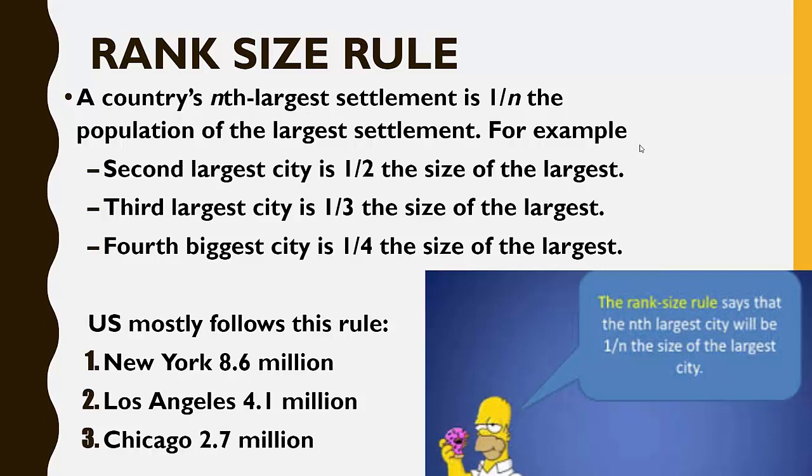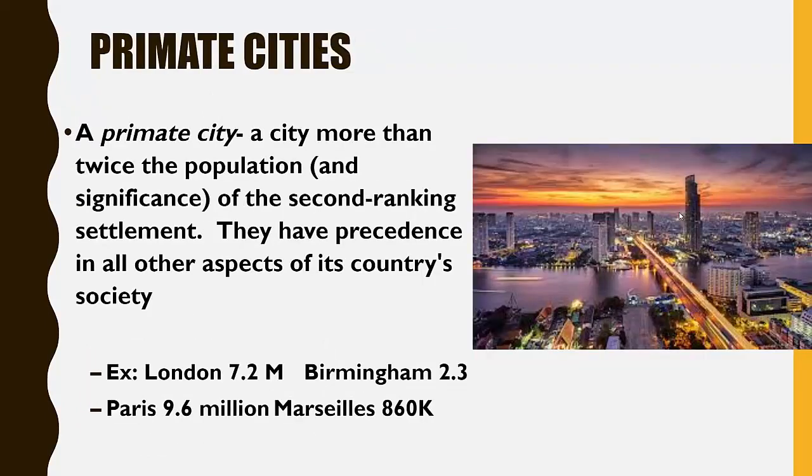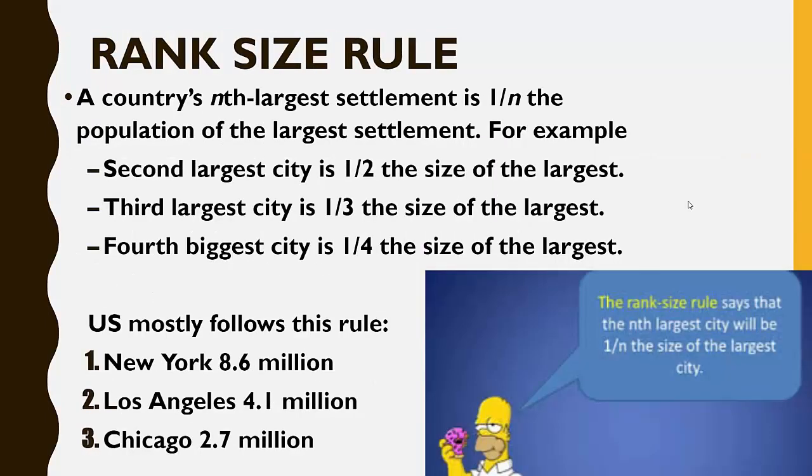If you look at just the city populations themselves, New York is about 8.5 million, Los Angeles 4.1 million, and Chicago 2.7 million. So again, 1, 2, 3 tend to follow the pattern fairly well. In order to get to those numbers, we have to just use the city limits. The actual urbanized area for all of those cities is much larger. That's the rank size rule.